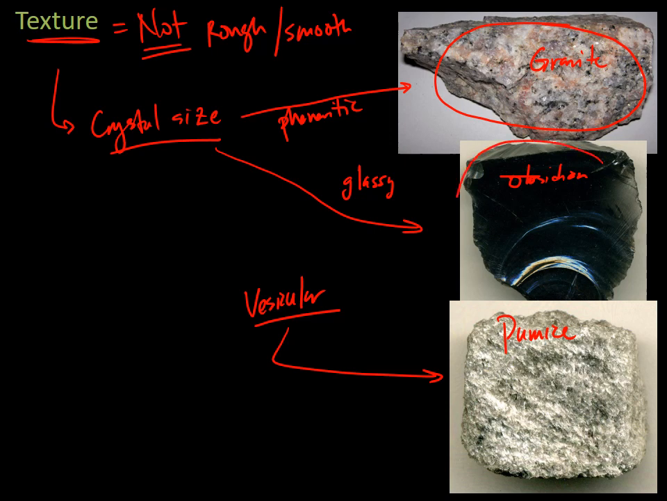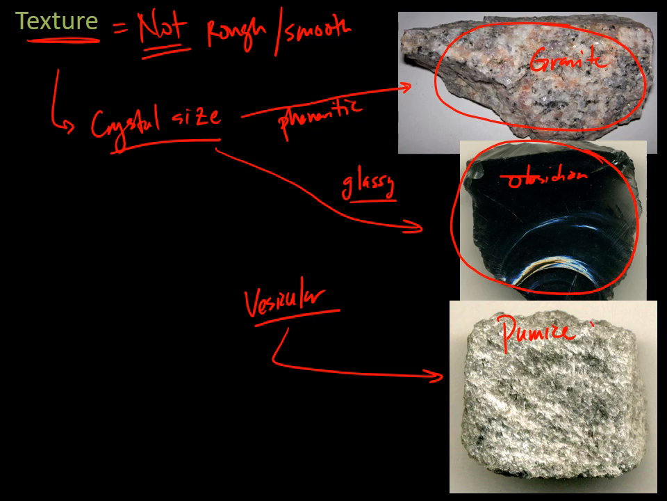Rocks that cooled off very quickly, like in the case of obsidian, have very tiny crystals or none at all. If they have very, very tiny crystals, it's called aphanitic, or none at all in the case of obsidian, called glassy. There was no time for those atoms to join together and organize to make mineral crystals. In obsidian, it all cooled off essentially instantly into one solid mass.